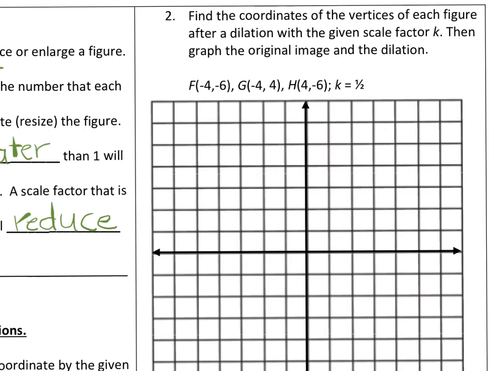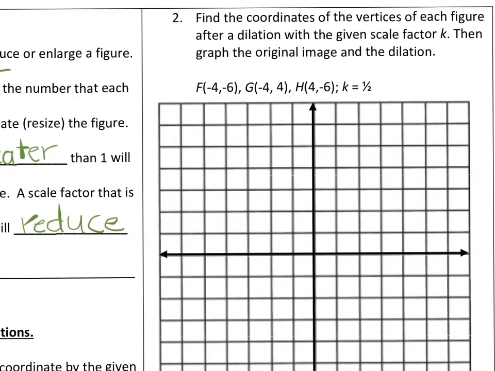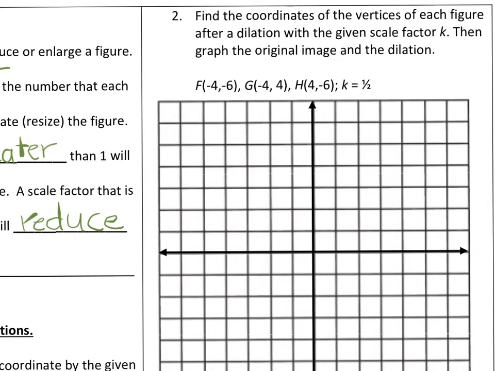Okay, in example number 2, it says find the coordinates of the vertices of each figure after a dilation with the given scale factor k. Sometimes they'll call the scale factor k. Then graph the original image and the dilation. Well, my scale factor is right here. It's 1/2. And so I'm going to be multiplying each one of these coordinates by 1/2. Every one of them gets multiplied by half.